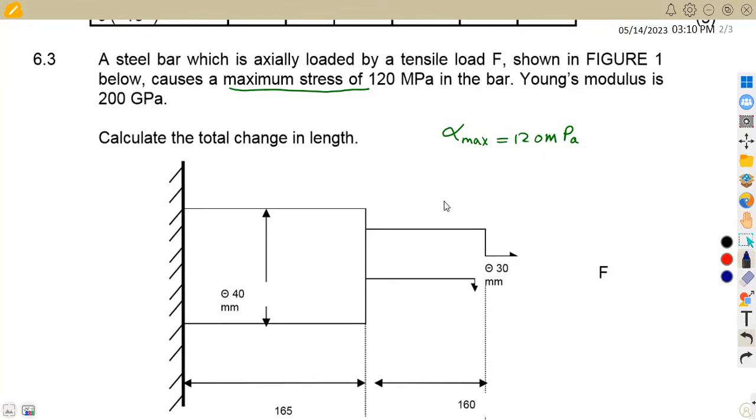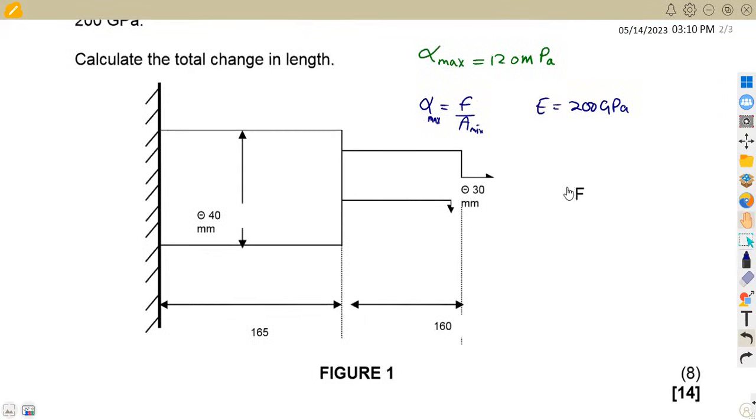Take note that, remember what we said from the previous calculation, that stress is equivalent to force over area. So in order for you to obtain maximum stress, the area must be as little as possible. So the area is supposed to be minimum. That is what you're supposed to note in this case. We are also given the Young's modulus, E, which is equivalent to 200 gigapascal. And we are also asked to calculate the total change in length, which is xt. So you can just write this as xt.